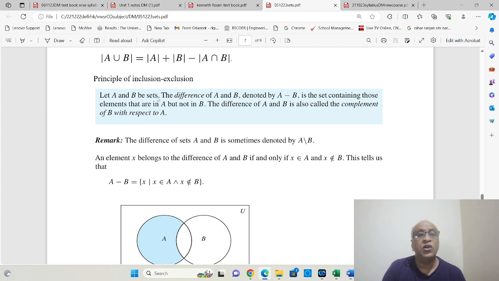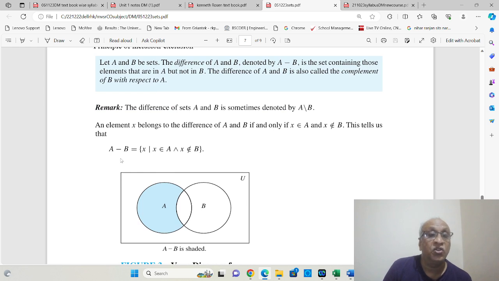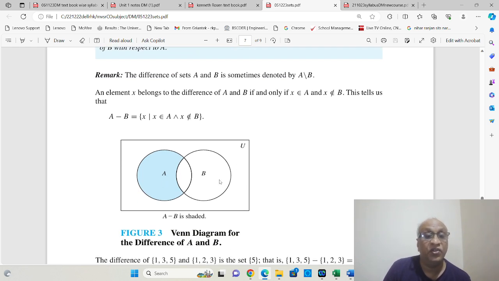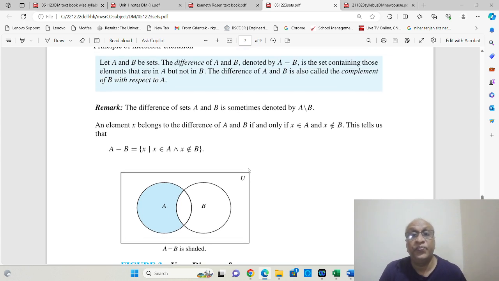Let us say A and B are two sets. The difference of A and B is denoted by A minus B. It contains those elements that are in A but not in B. The difference of A and B is also called the complement of B with respect to A. See the Venn diagram here. So A minus B means elements which belong to A but which are not in B. It has elements x such that x belongs to A and x does not belong to B.